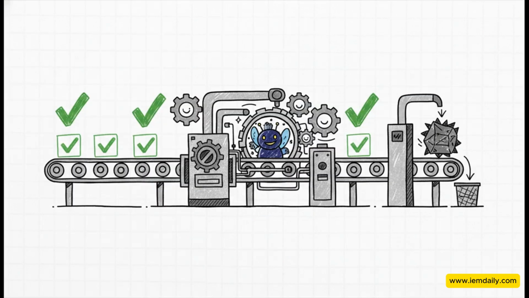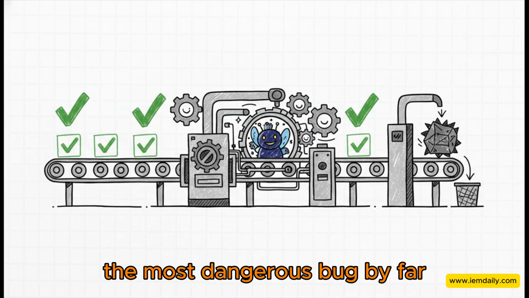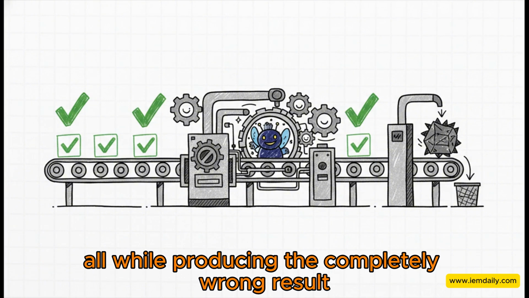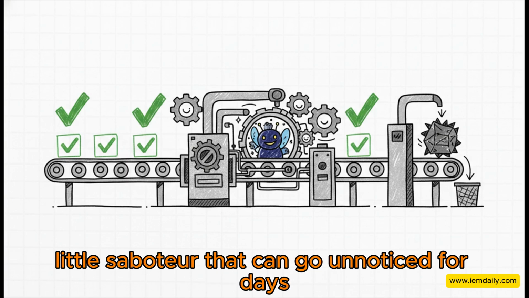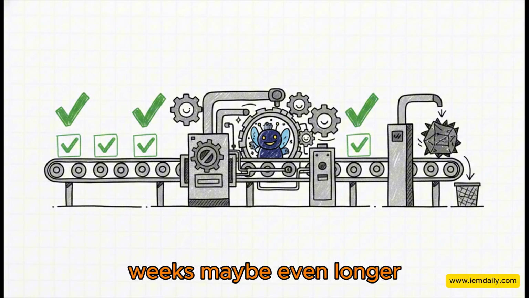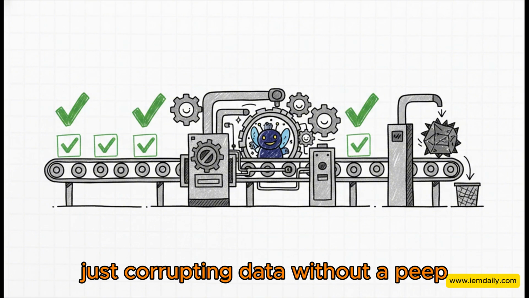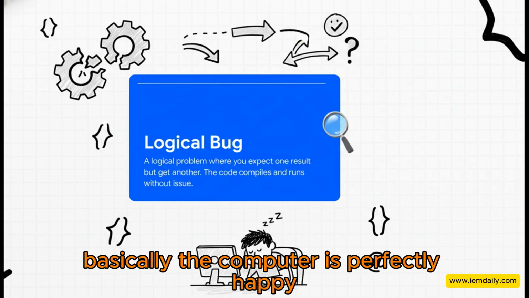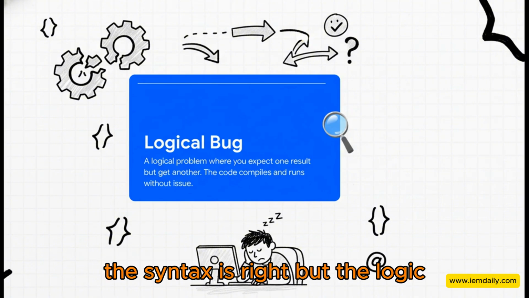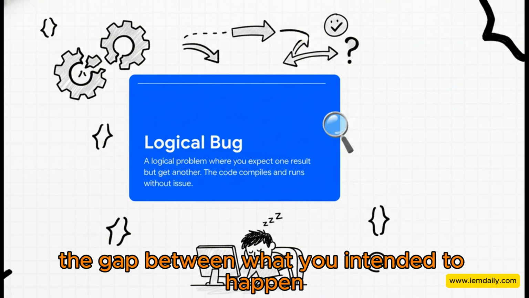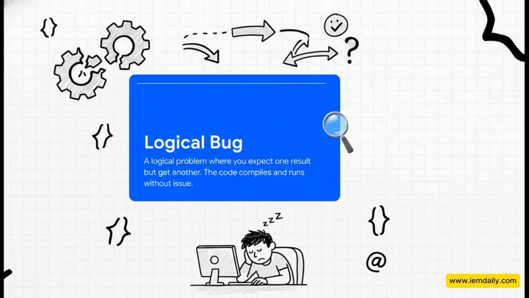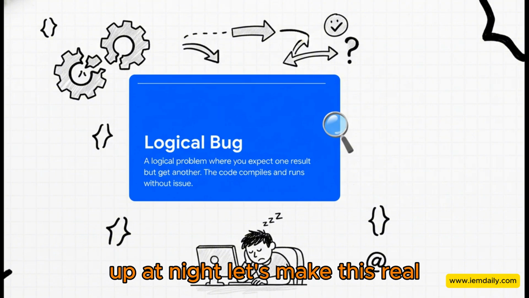Not even close. The most dangerous bug, by far, is the one that lets your program compile just fine, run without a hitch, all while producing the completely wrong result. It's this quiet little saboteur that can go unnoticed for days, weeks, maybe even longer, just corrupting data without a peep. The official name for this is a logical bug. Basically, the computer is perfectly happy. The syntax is right, but the logic, the gap between what you intended to happen and what actually happened, is way off. These are the kinds of bugs that keep developers up at night.